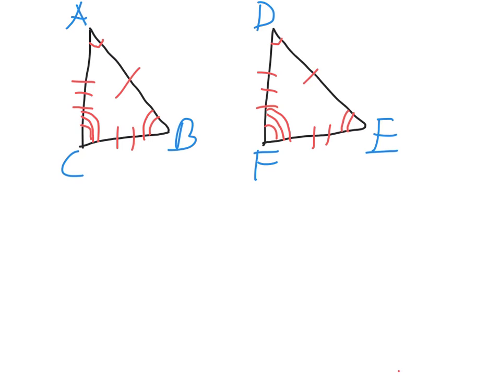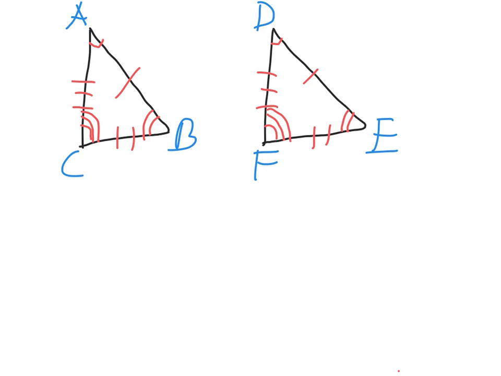I've made a whole bunch of marks on these. These two triangles are congruent. And notice I said this side is congruent to this side because of the one mark. This has two marks, so this side is congruent to this side. This has three, so this one's congruent to this one. Same with the angles. One mark, so those two are congruent. Two marks, so those two. And three marks, those two.